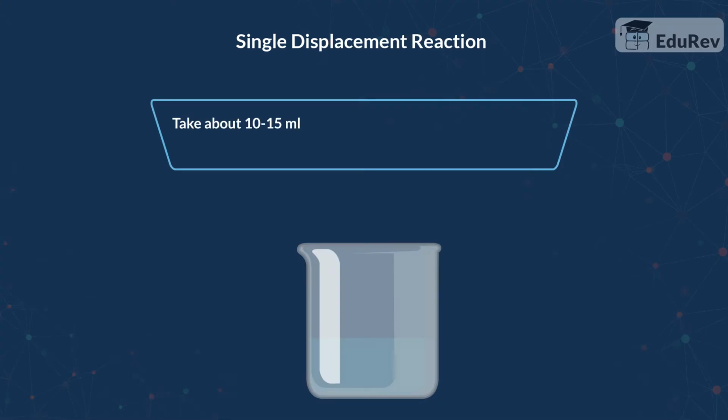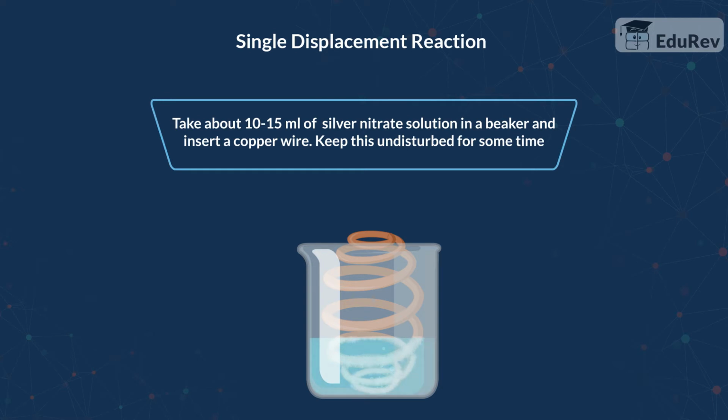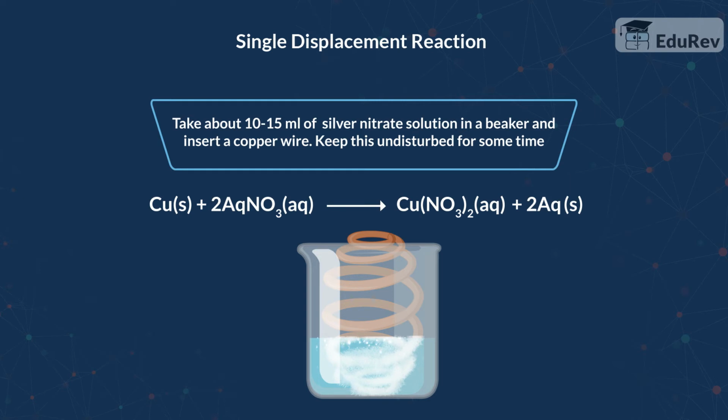Take about 10 to 15 ml of silver nitrate solution in a beaker and insert a copper wire. Keep it undisturbed for some time. Look here, what's happening? We can see some white particles falling off, and the color of the solution also seems to be changing from a transparent to a bluish color. In this case, copper seems to have displaced silver from silver nitrate to form copper nitrate and setting silver free. Aha! Now I can make some silver jewelry out of it.